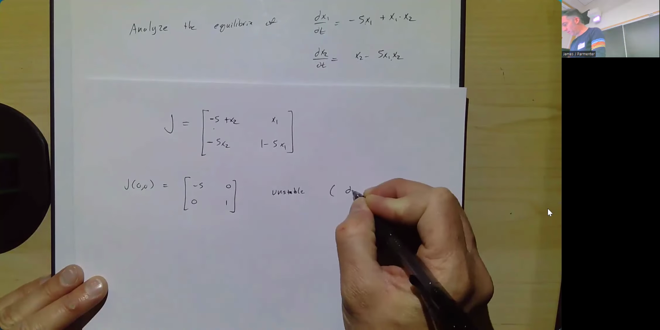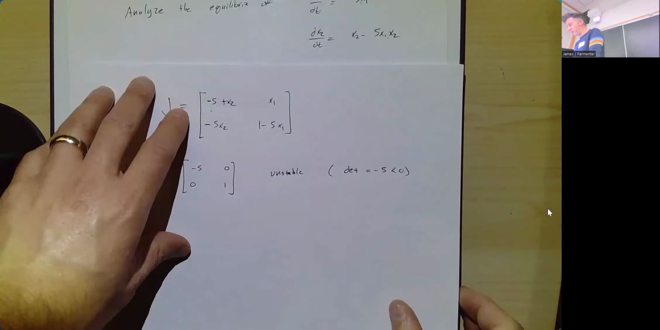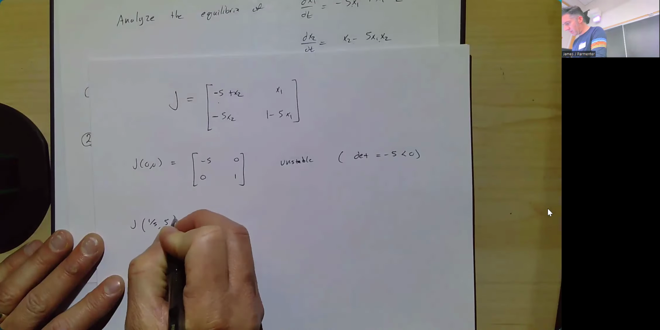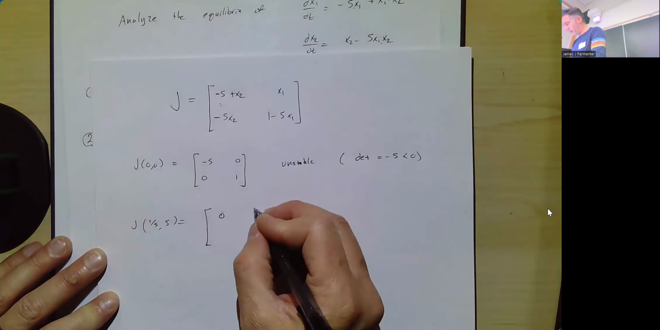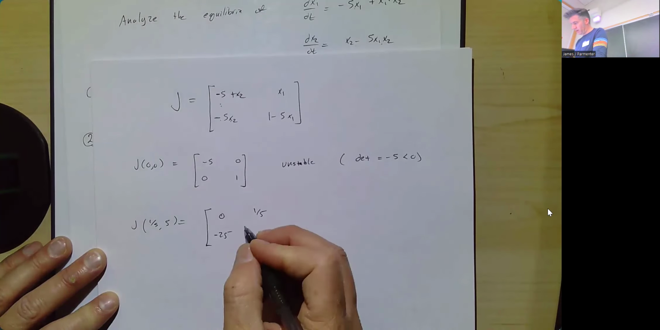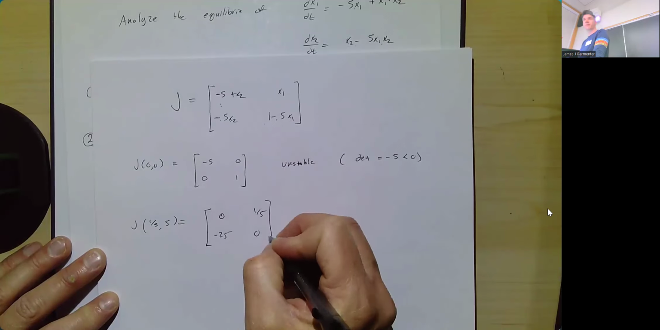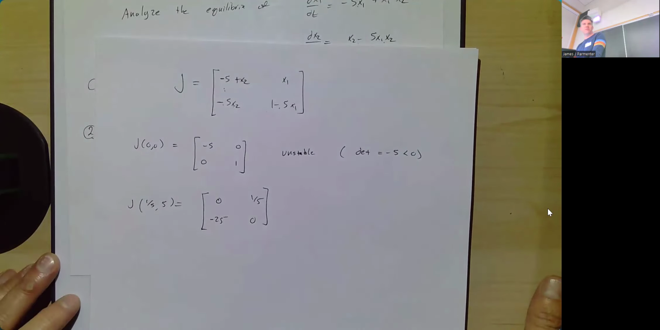Unstable. Determinant is equal to negative 5. And then for the other one, which I forgot what it was, 1/5, 5, we plug that in and we get negative 5 plus 5 is 0, 1/5, negative 5 times 5 is negative 25, and then 1 minus 1, 0. Okay, so here my trace is 0. I don't think you can use that theorem, unfortunately. The theorem said trace had to be positive, not equal to 0.